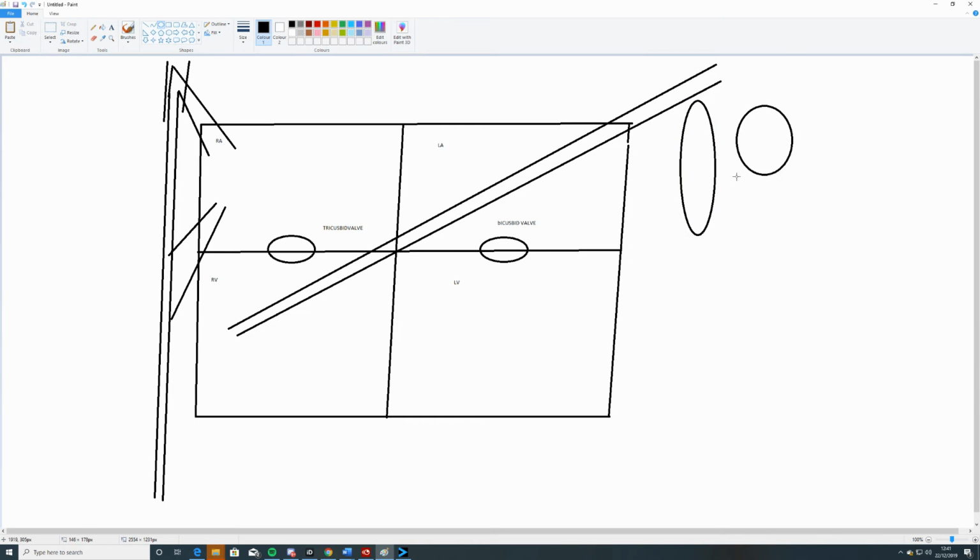What these are? Very badly drawn lungs. Try to make them both the same size. And now, here's the interesting thing. So this thing that takes the blood from the right ventricle to the lungs is the pulmonary artery.